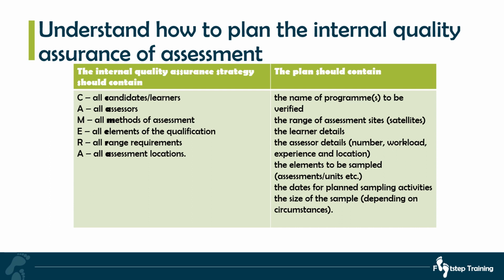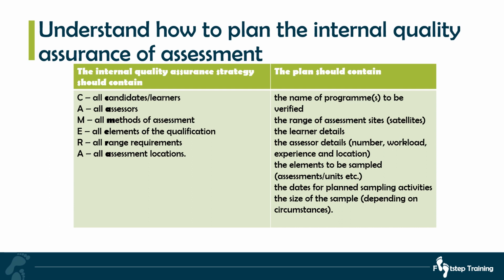E is for elements of the qualification, so making sure that you're looking at all elements. It might be a simple case that your assessors are only working on one qualification across one level, but others might need to manage a variety of assessors working across a variety of qualifications, so making sure that you're seeing your assessors work with all of those qualifications consistently. R is for the range of requirements, as I've briefly mentioned. And A is for assessment locations, so where are you going to see your assessors and observe them?